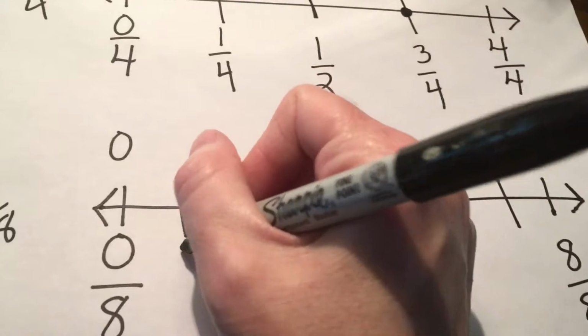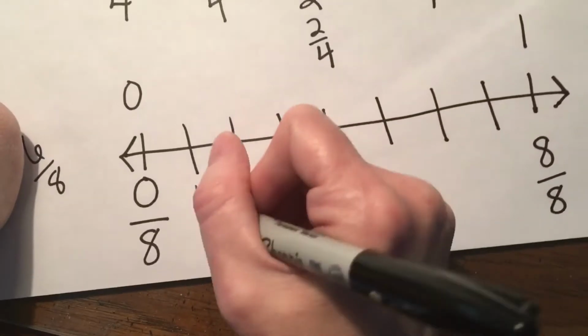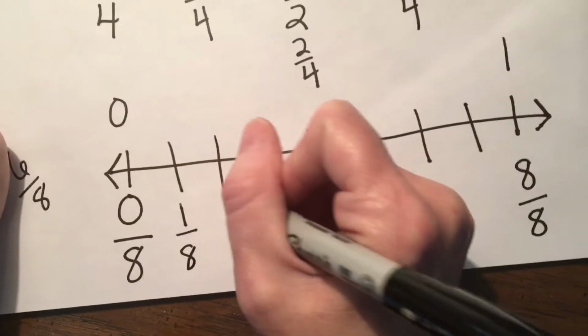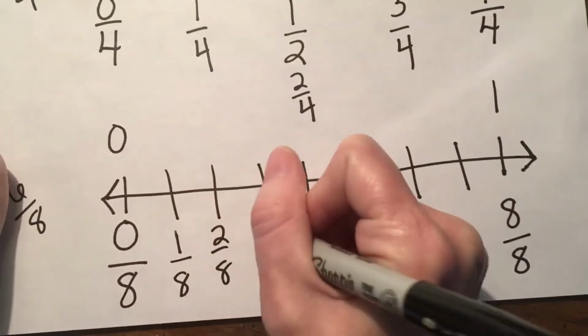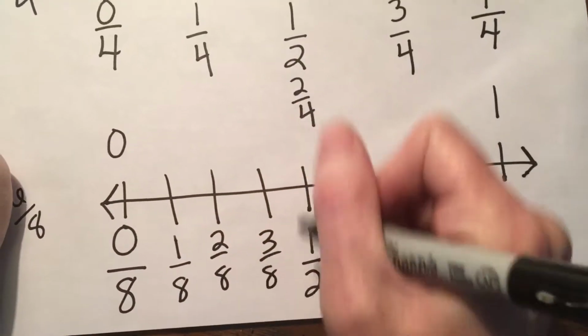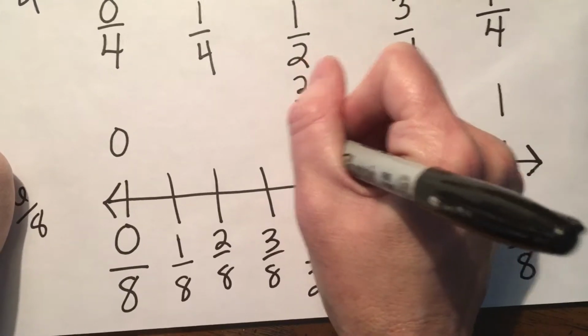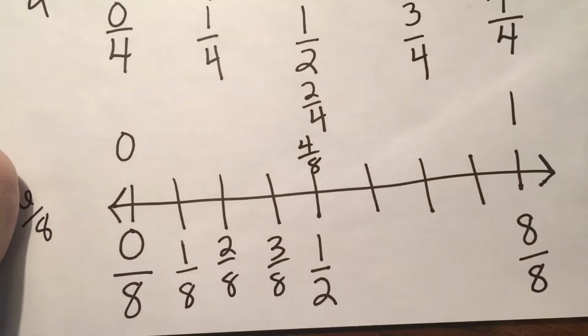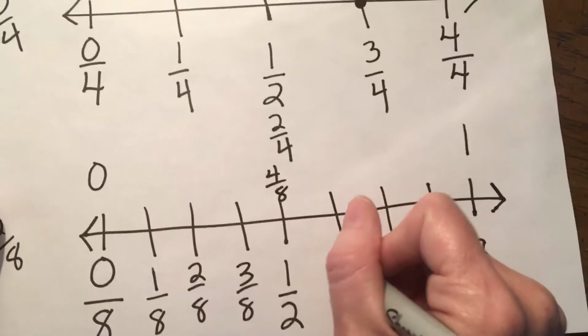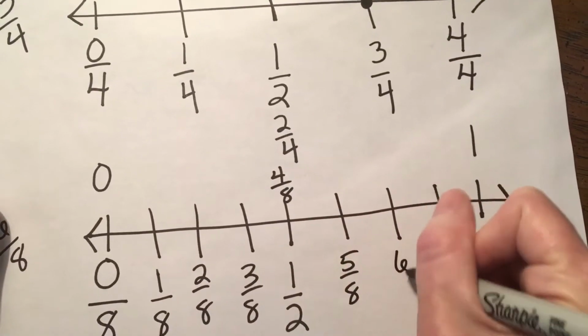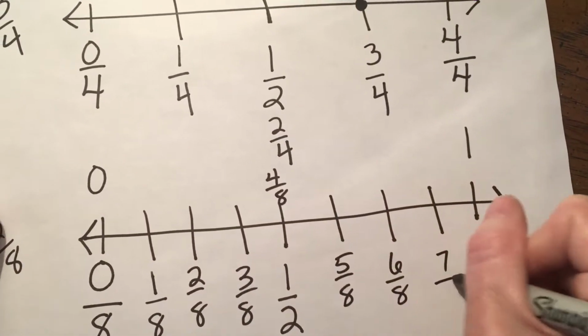So now I have to label it. This is where I have a problem holding the phone more than I do doing the fraction. 1/8, 2/8, 3/8. We know 4/8 is in the same spot. I'll put it up here. So it's equivalent or equal. 5/8, 6/8, 7/8, and 8/8, which is 1 whole.